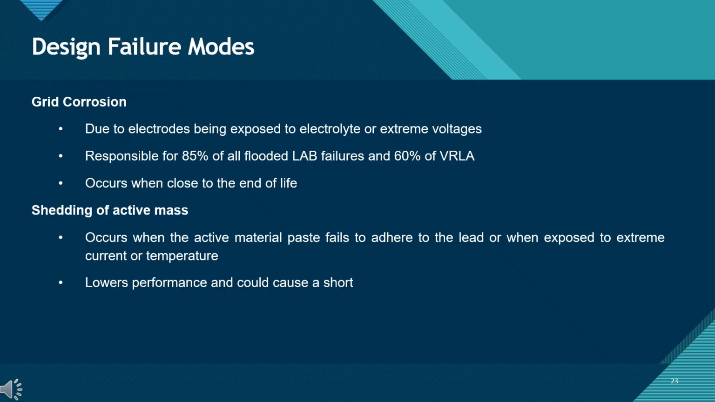Another issue is the shedding of the active mass. This occurs when the active material paste on the electrodes fails to stick properly to the grid, or when it is damaged by high current or high temperature. When the material sheds off, battery performance drops significantly, and in severe cases, it can lead to a short circuit. Both of these design failure modes underscore the importance of robust materials and stable operating conditions in prolonging battery life.